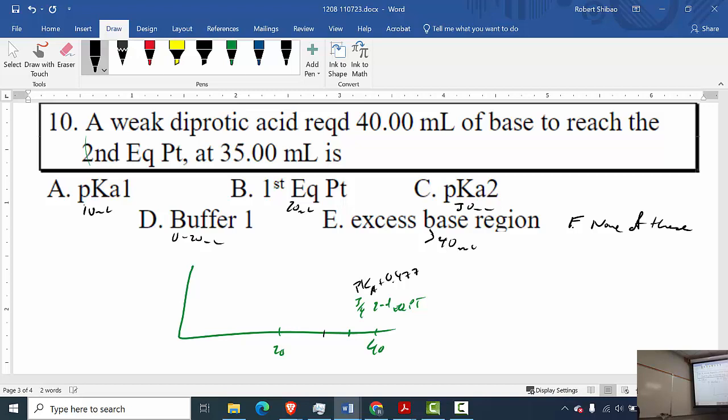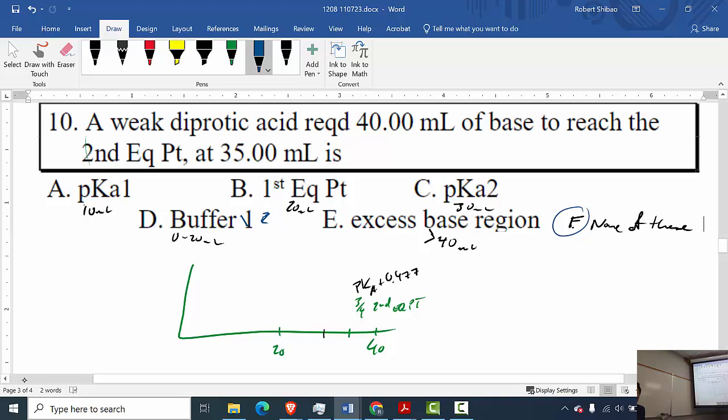That's probably why you had the question on that. It's none of these. This 35 milliliters is in what region? To fix this, it should be buffer 2, not buffer 1. If this were buffer 2, then we're okay. But it wasn't, so the correct answer wasn't there, so you would just select that. Buffer 2 is between 20 and 40 milliliters.